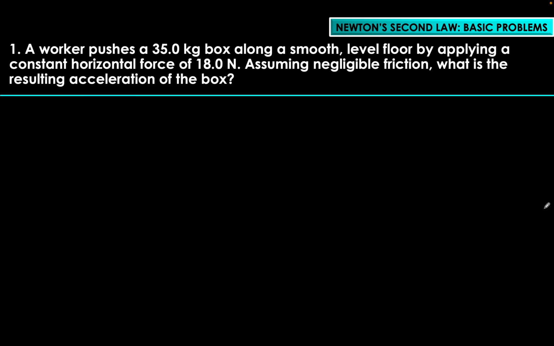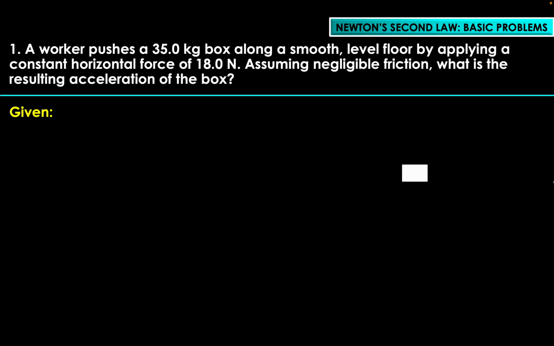Anyway, let's get started. So for the first problem, a worker pushes a 35.0 kilogram box along a smooth level floor by applying a constant horizontal force of 18.0 newtons. Assuming negligible friction, what is the resulting acceleration of the box? So first, let's write down the given, starting with the object.